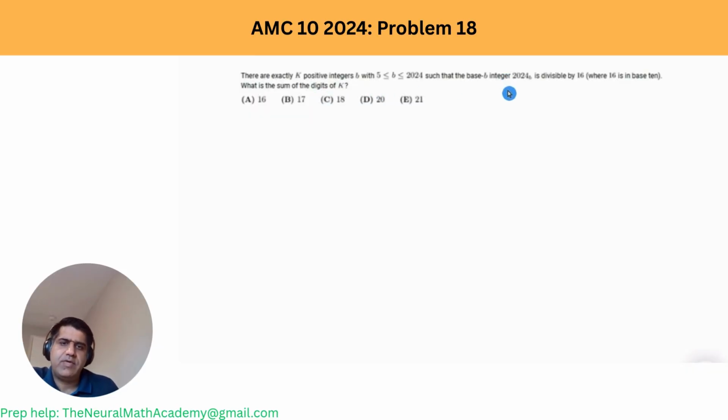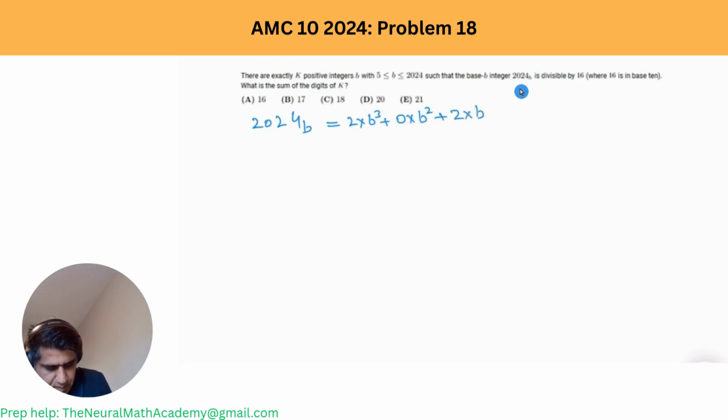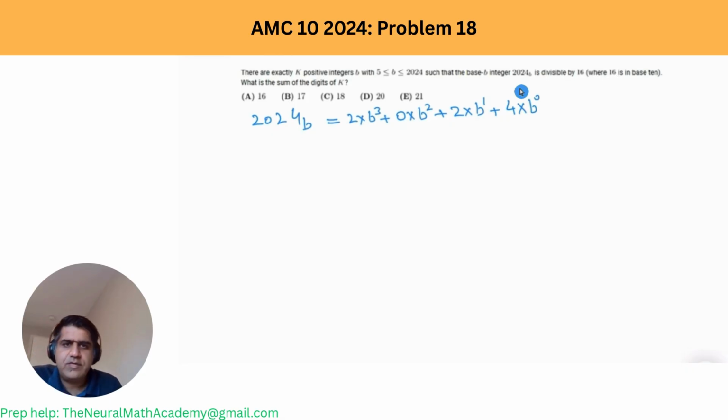So if we see the number that we are given, it is given in base b. So we can write this number like this. We have 2024b, that is equal to 2 multiplied by b to the power 3 plus 0 multiplied by b to the power 2 plus 2 multiplied by b to the 1 and plus 4 multiplied by b to the power 0. And we are already told that this number is divisible by 16, or I can write it as equal to 16x.